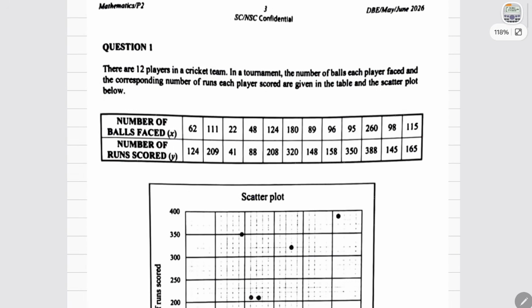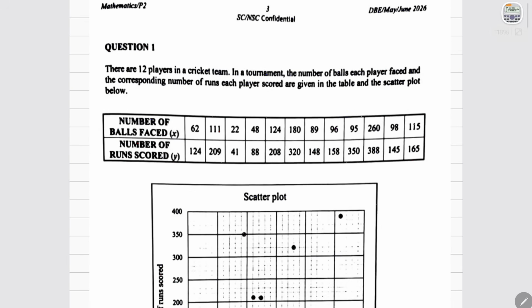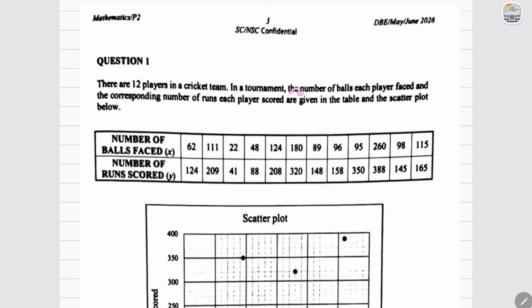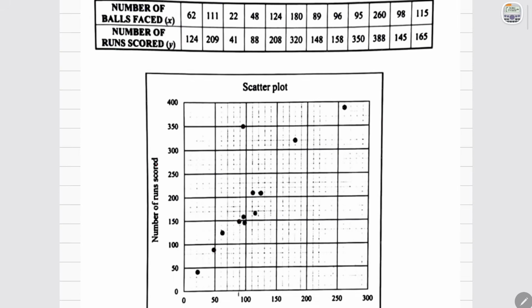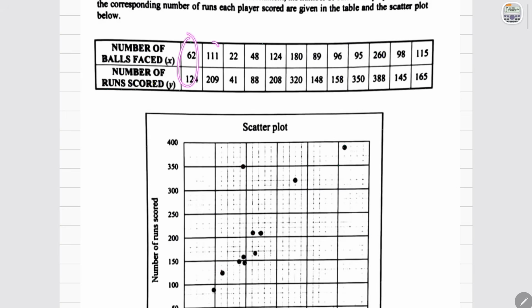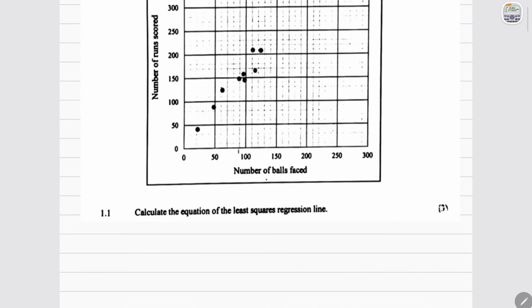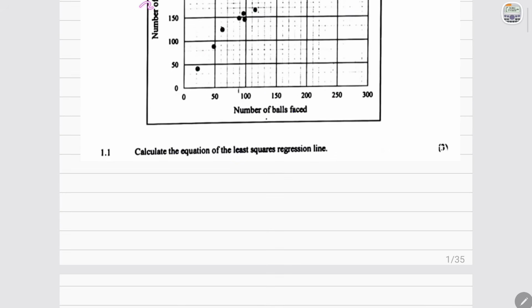Question 1 says, there are 12 players in a cricket team. In a tournament, the number of balls each player faced and the corresponding number of runs each player scored are given in the table and the scatter plot below. So we have the number of balls, that is X, and the number of runs, which is Y. We know that the total is 12. Question 1.1 says, calculate the equation of the least squares regression line.